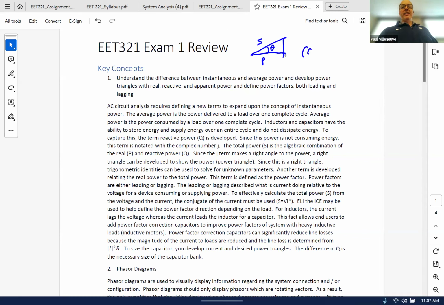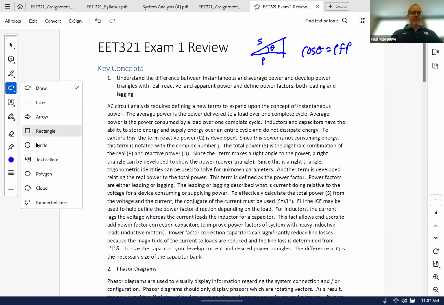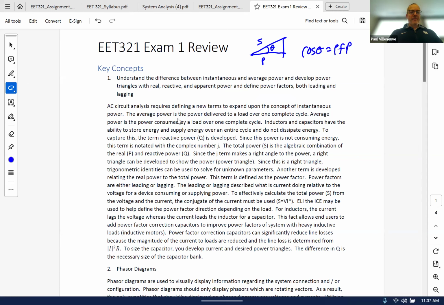We defined the power factor to be the ratio of P, whoops. Let's see if there's an eraser. Where's my eraser? I'll just do it this way. I'll just delete the whole thing.